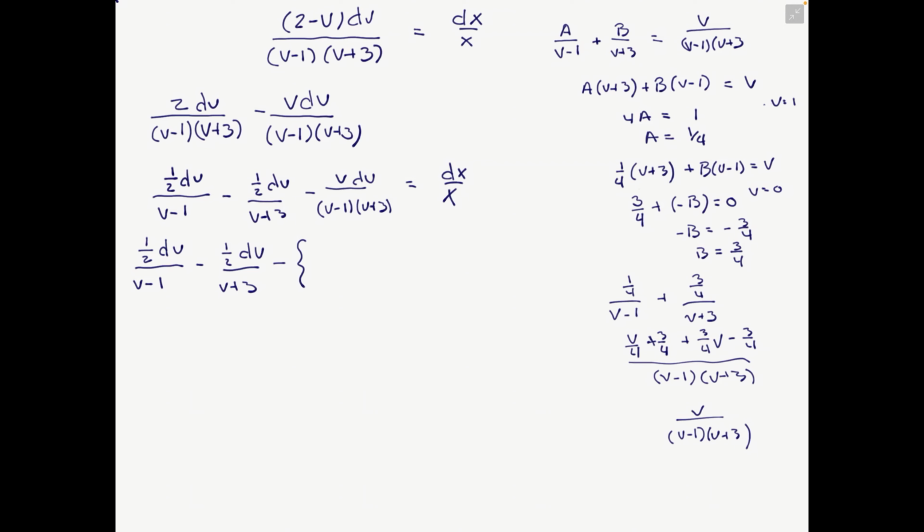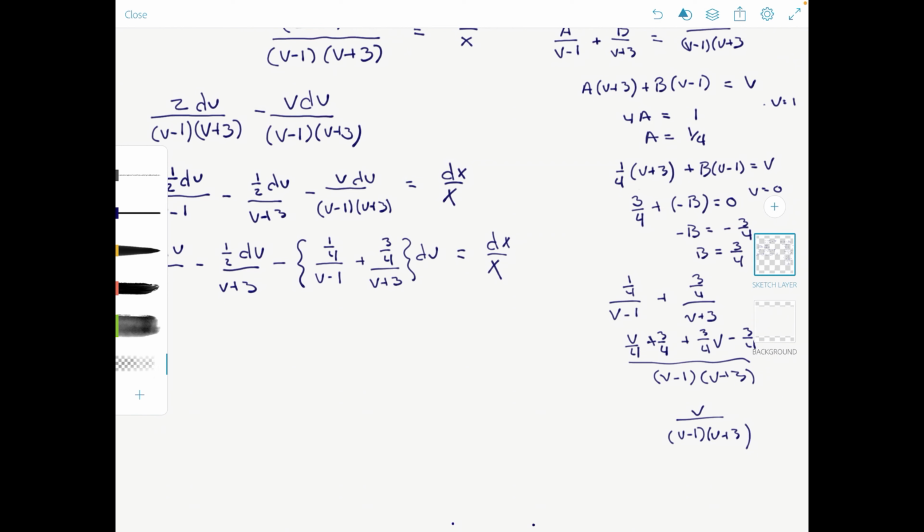minus, okay, we have 1/4 v minus 1, and that's plus 3/4 on v plus 3 dv equals dx on x.